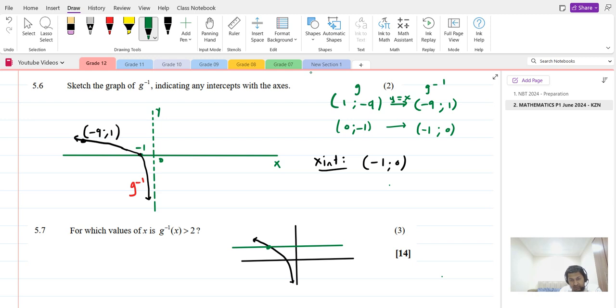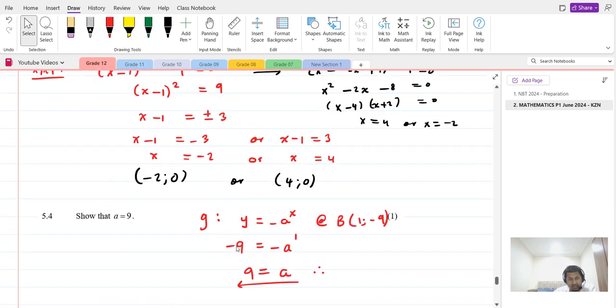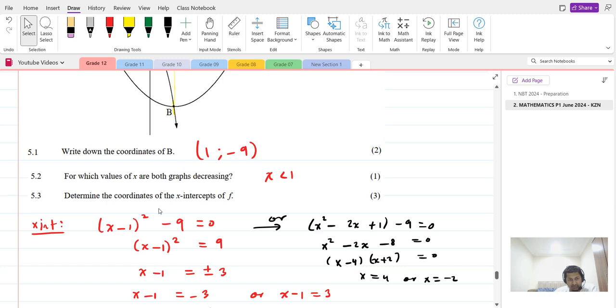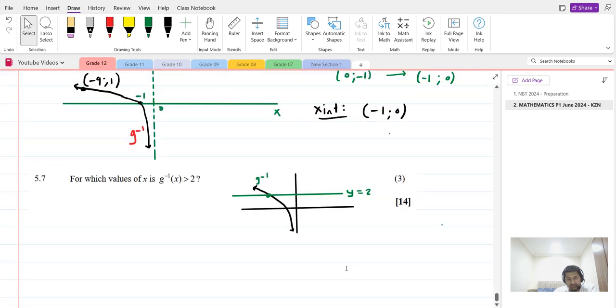So we know this y value is equal to 2, right? The y value of 2 on the G inverse graph is the x value of 2 on the G graph. So if I substitute x value 2 on the G graph, what's the G graph? Let's see. G of x was negative 9 to the power x. So now y equals 2, I'll substitute it into x equals 2 here.